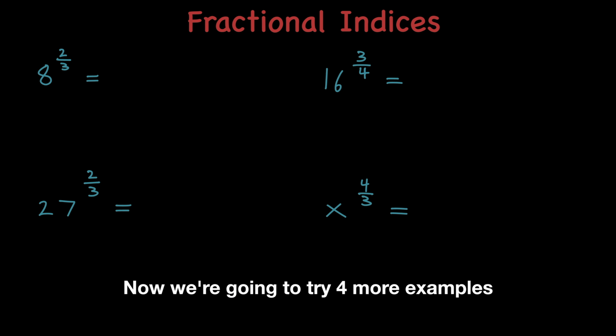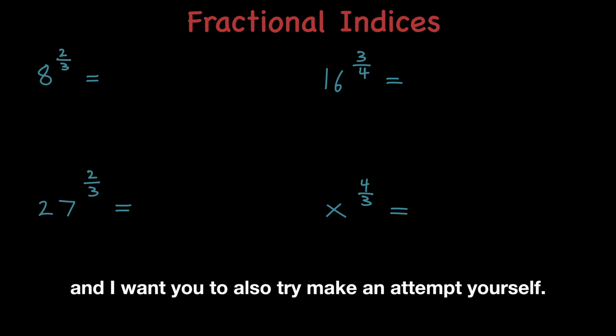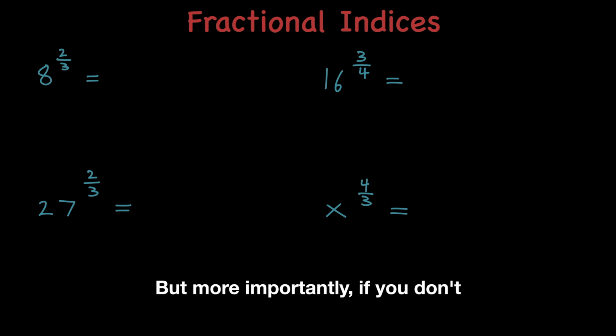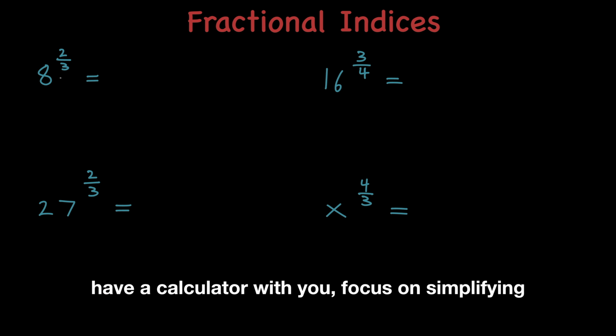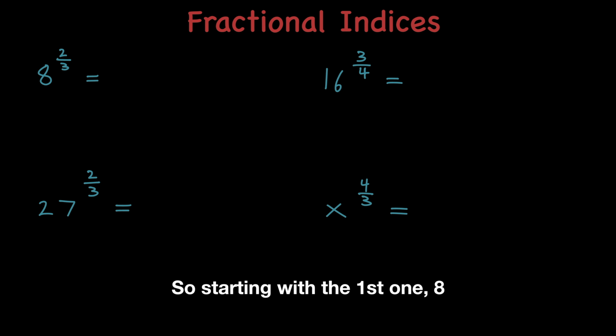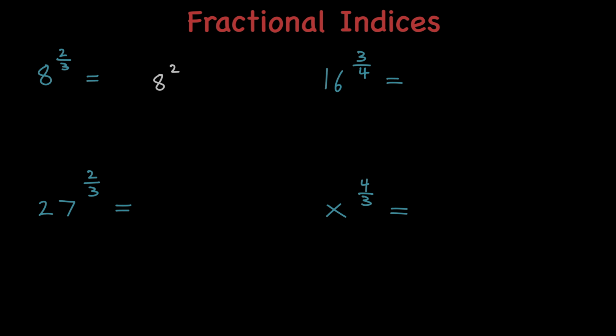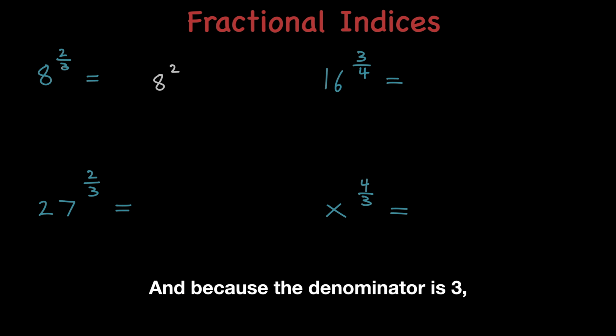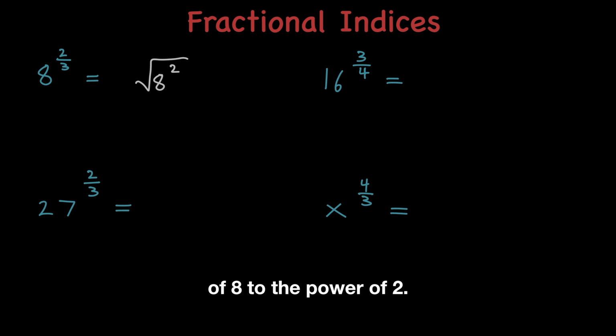Now we're going to try 4 more examples, and I want you to also make an attempt yourself. But more importantly, if you don't have a calculator with you, focus on simplifying the expression correctly rather than finding the answer. So starting with the first one, 8 to the power of 2 on 3. First, by looking at the numerator, there's a number 2. So we have 8 to the power of 2. And because the denominator is 3, we are finding the cube root of 8 to the power of 2. And the answer to that, which you can find in your calculator, is 4.